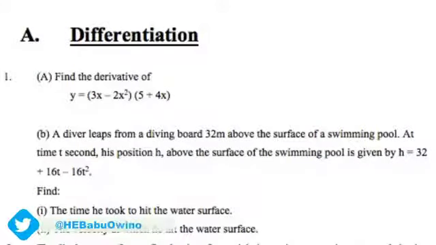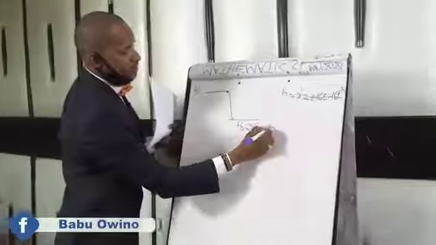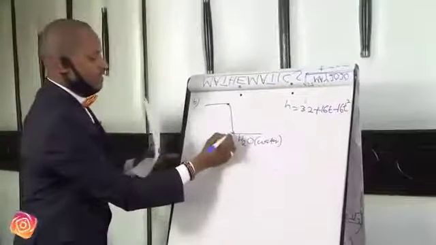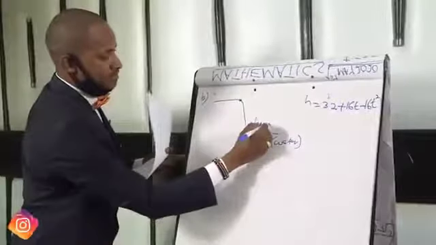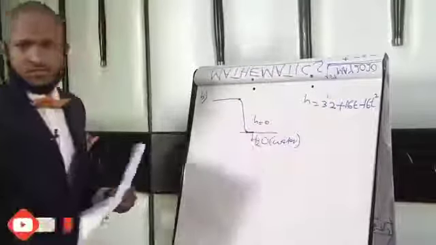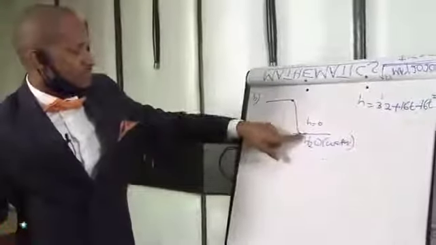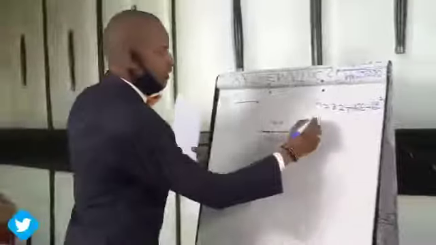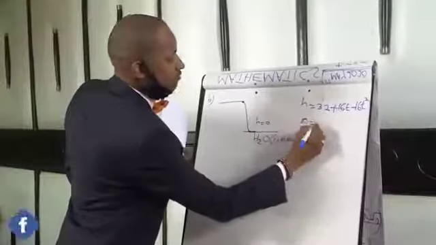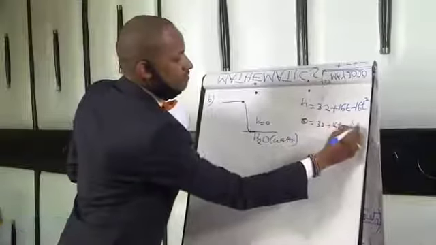So when the diver dives from here and hits the water surface, if this is water, at the water surface the height is 0. Therefore, if they want the time taken for the diver to hit the water surface, we replace the height with 0. So here, 0 equals 32 plus 16t minus 16t squared.